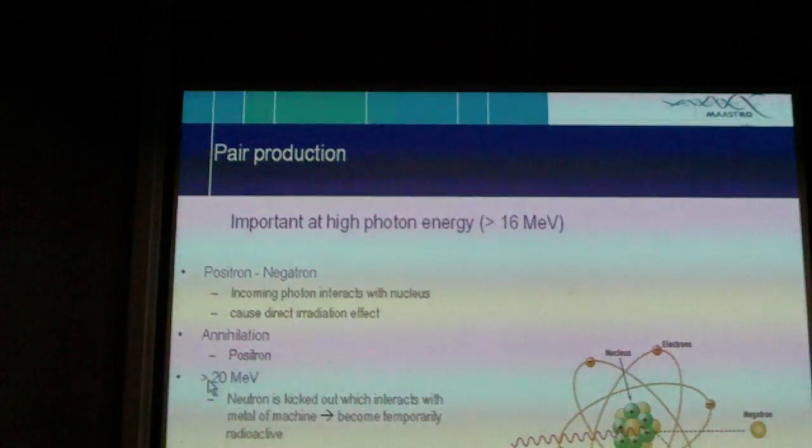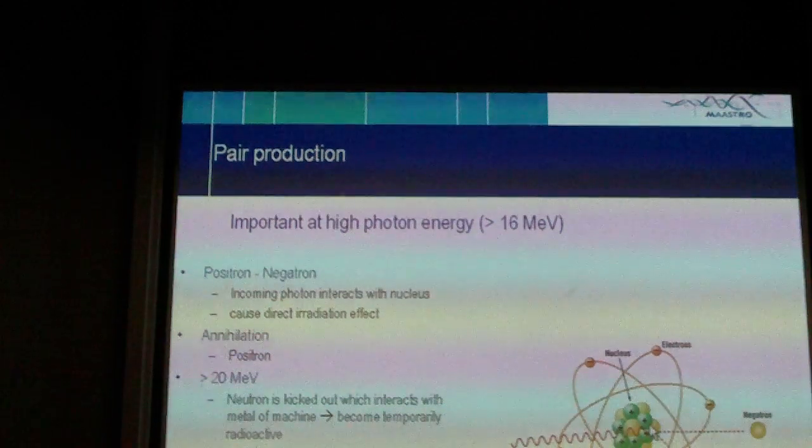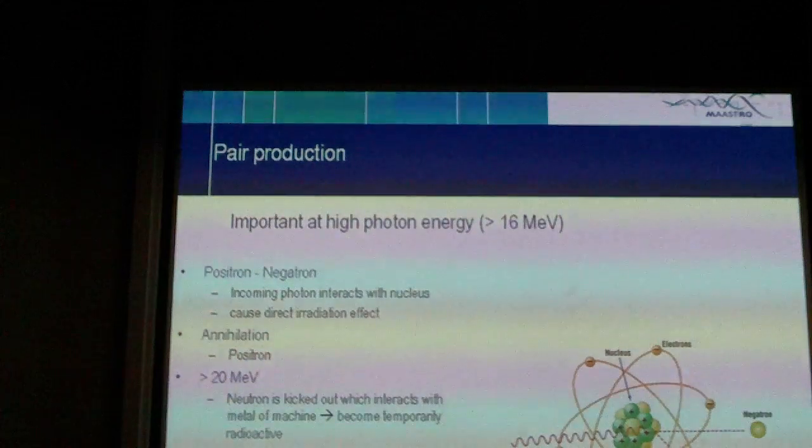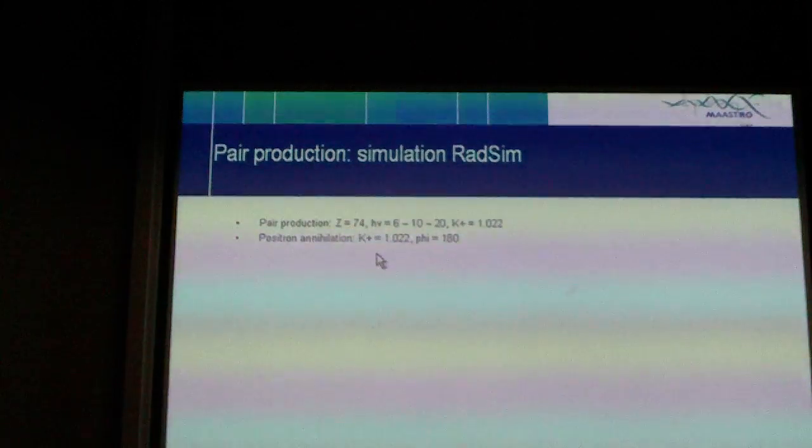If you go too high, beyond 20 mega electron volts, you don't get the release of a negatron or a positron, but you get the release of a neutron. Inside the core you have protons and neutrons, so a neutron will be kicked out. When this interaction occurs in the close vicinity of metal, let's say for the machine from the LINAC, this metal becomes temporarily radioactive when you have above 20 mega electron volts and this release of a neutron. So we can have a look how this looks. It's again depending on the atom number.